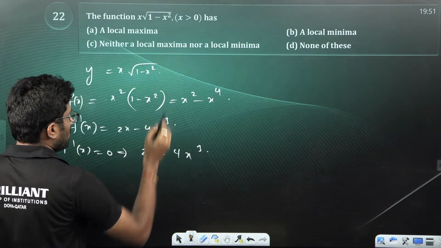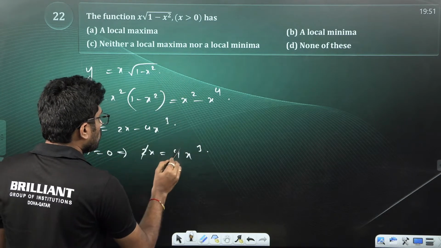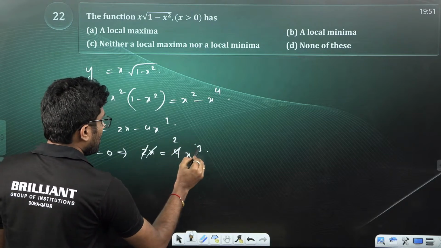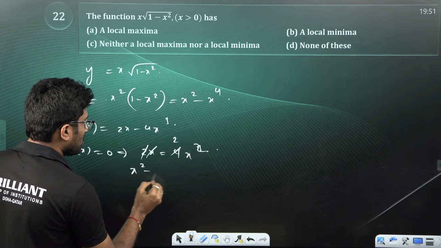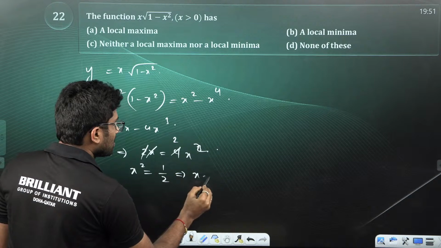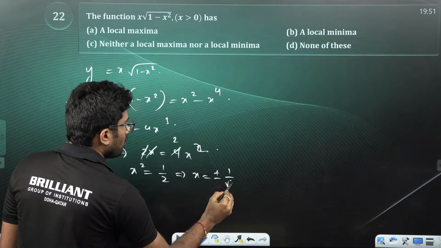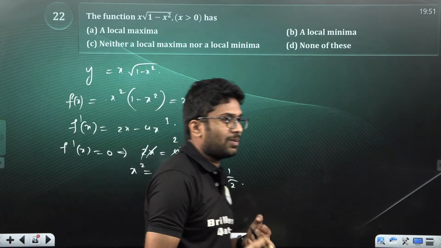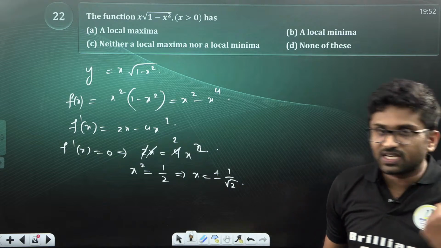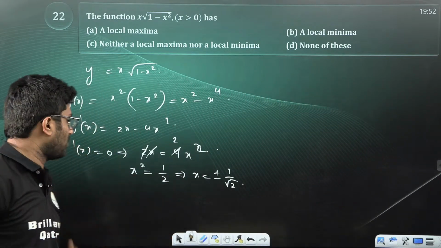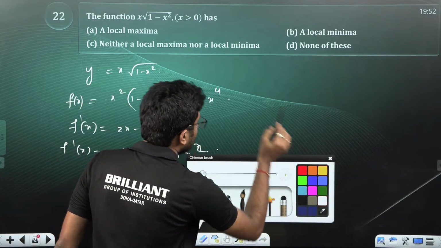Anyhow they said x not equal to 0, x greater than 0. So 2 ones are 2, 2 twos are 4, and x and x square get cancelled. Therefore x square is equal to 1 by 2. You get x is equal to plus or minus 1 by root 2. Now you have to check the sign of f double dash x, for local maxima.